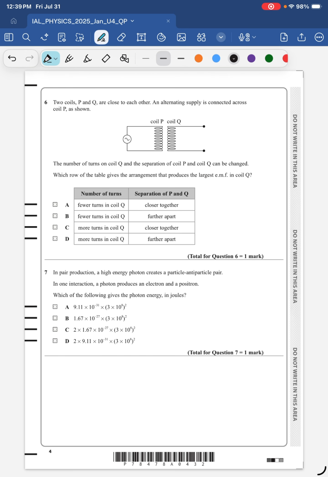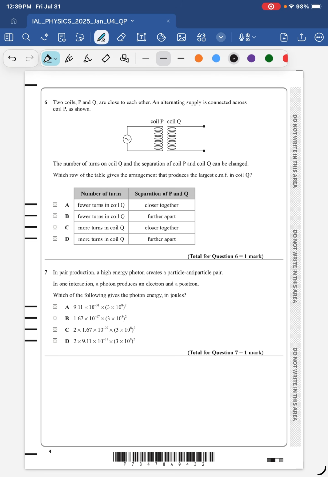6. Two coils, P and Q, are close to each other, and alternating supply is connected across coil P as shown. The number of turns on coil Q and the separation of coil P and Q can be changed. Which row of the table gives the arrangement that produces the largest EMF in coil Q?